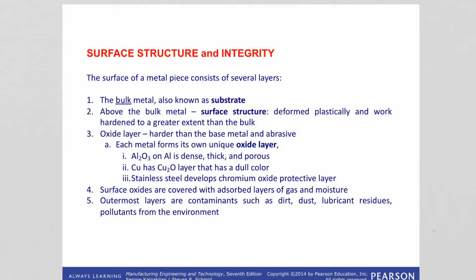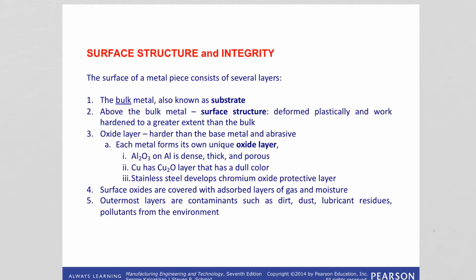So we're gonna deal with the surface structure, and this structure is a distinct entity. It is very different than the bulk itself. It has different properties, and surfaces have oxide layers, work hardened layers, contaminants. So it might be generated in different ways, but at the end the surface will have influence on the integrity of workpieces, tools, dies, and molds.